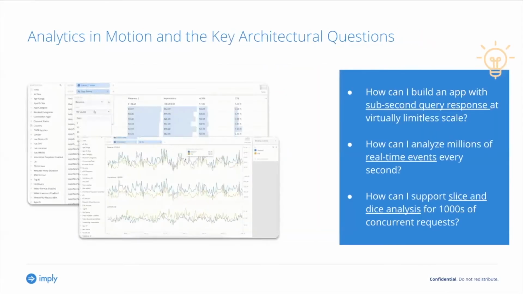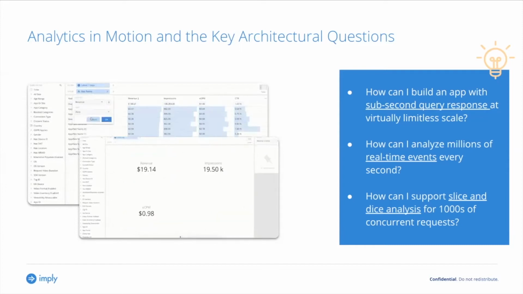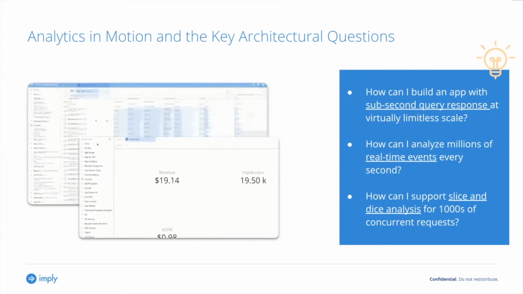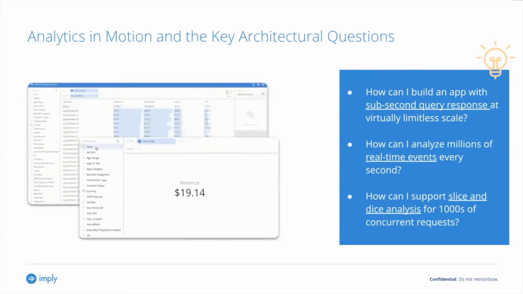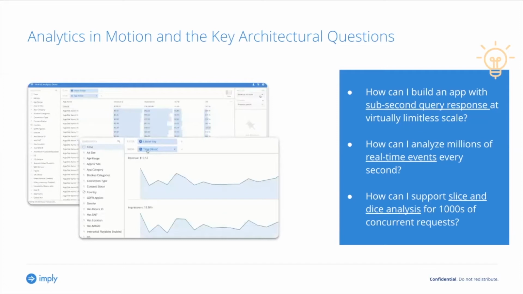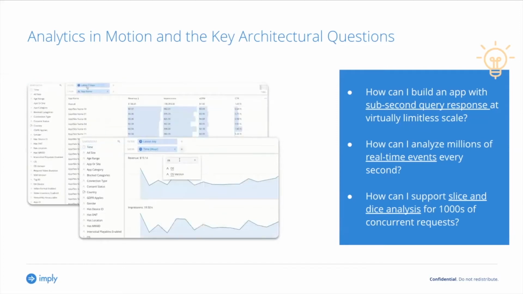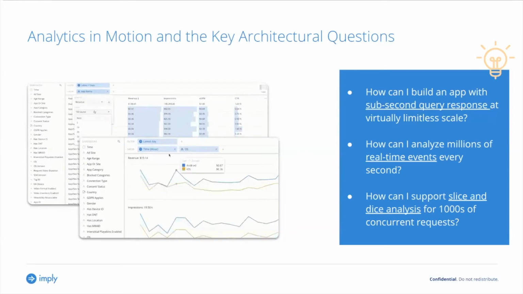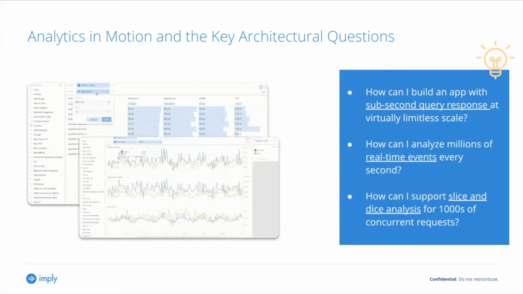Analytics in motion can be built with sub-second query response at virtually limitless scale. How can you analyze millions of real-time events every second? How can you support slicing and dicing for thousands of concurrent users? On the left-hand side is an example of how users are currently using analytics in motion and how they want to view information today compared to 7 days ago. That gives you a quick insight of what we're talking about here.